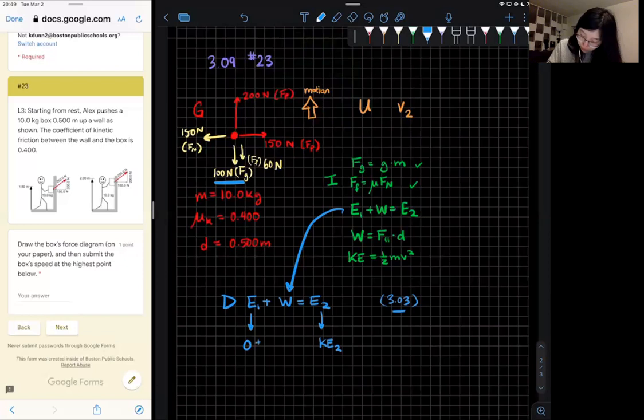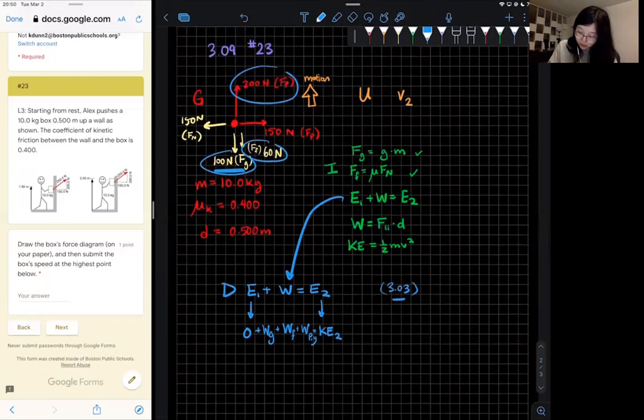And then the work is all the different forces times the displacement. So I have the work of gravity and the work of friction and the work of the push in the y direction. So these 3 forces that I've circled. Again, we'll find that work of gravity is the same as the difference in potential energy if you had chosen to do it that way.